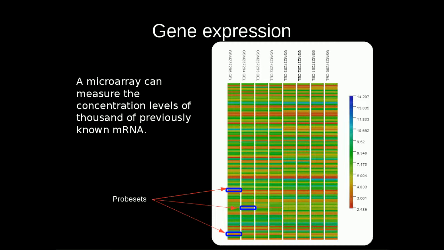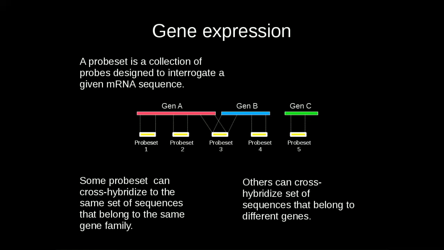In the figure on the right, each column is the output of a microarray and each row shows the expression level of a probe set in different microarrays. A probe set is a collection of probes designed to interrogate a given mRNA sequence. Some probe sets can match different sequences of the same gene. Others can match a sequence that appears in more than one gene.